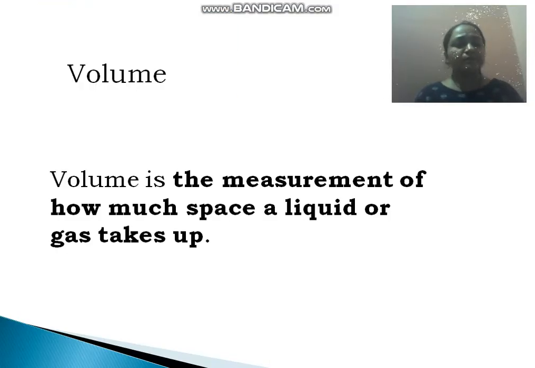So what is the meaning of volume? Volume is the measurement of how much space a liquid or gas takes up. Always keep in mind, students, this unit we can use only for liquids and only for gases. We cannot use this unit for solids. So volume is a measurement of how much space that liquid or gas takes up in that particular substance. This is the definition of volume.